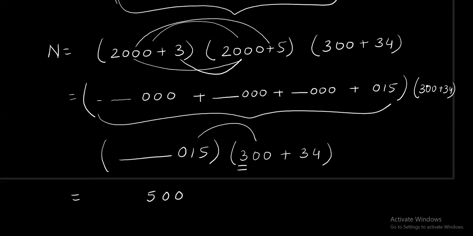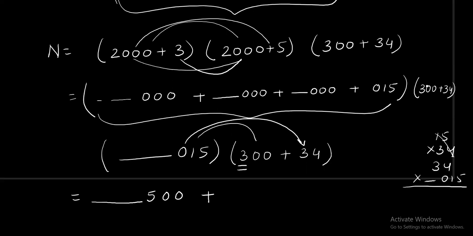So you will get 5 here and 4 will be carried forward. I'm not interested in what I will be getting over here. The last 3 digits are going to be 500. Plus, when you multiply these 2 numbers, now you need to check what you are going to get at the last 3 places. So it is something like multiplying 15 into 34, right? Or you can say 34 multiplied by a huge number ending in 015. So when you multiply them together, what will you be getting as the last 3 digits?